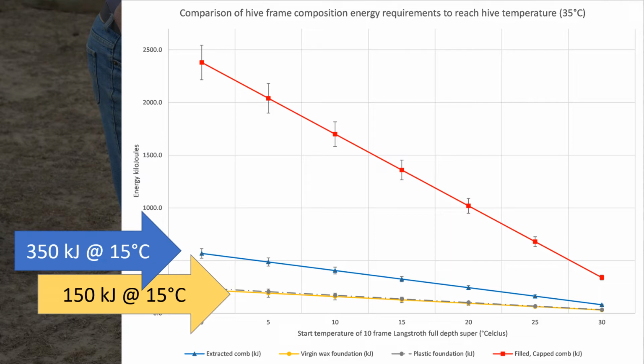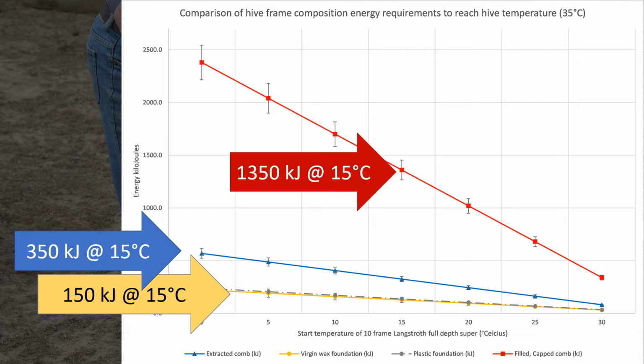Now, a sticky or extracted comb will take double this at 350 kilojoules. And if you're unlucky enough to try and actually throw on a full super of honey, which hopefully no one's actually doing, or you're just wondering how much energy is contained within a full depth 10 frame super of honey, it's about 1.3 megajoules of energy, which is a vast amount.